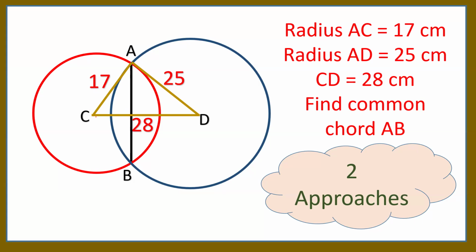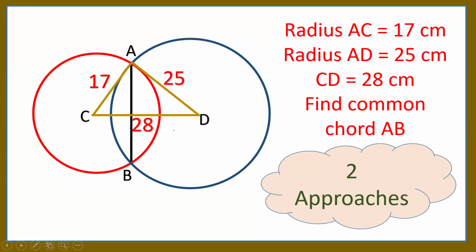In today's video, I'm presenting a question on circles. There are two different circles of radius 17 and 25. They are intersecting at points A and B. The radius of the first circle, the smaller circle, is 17. The radius of the bigger circle is 25. And the distance between the centers of the circles is 28. We have to find the length of AB.